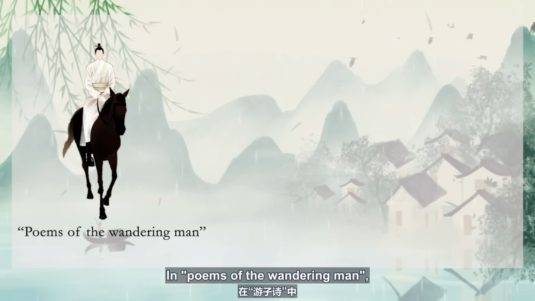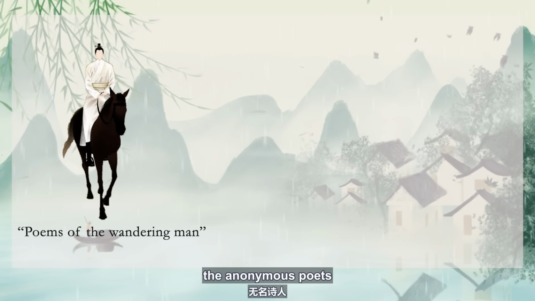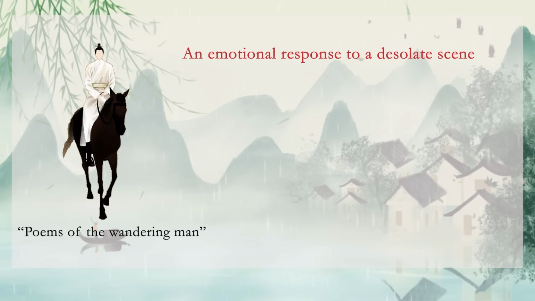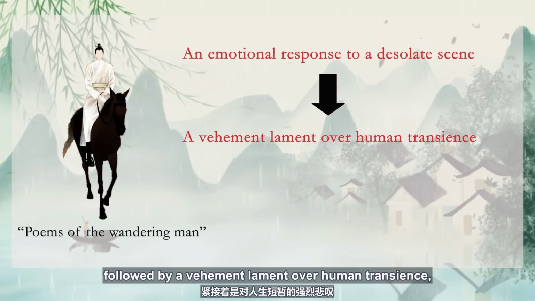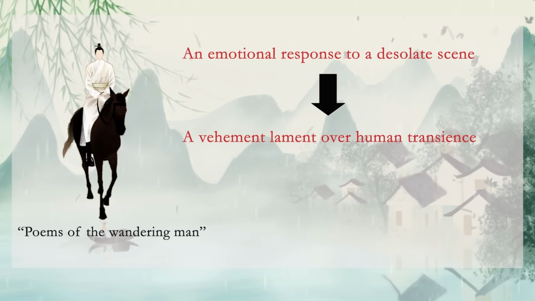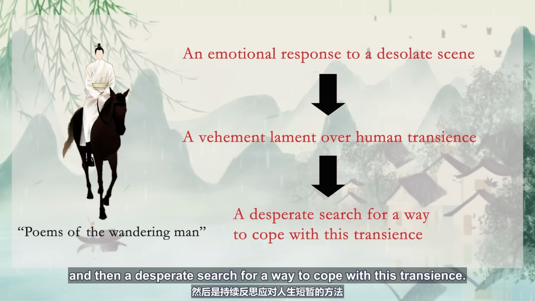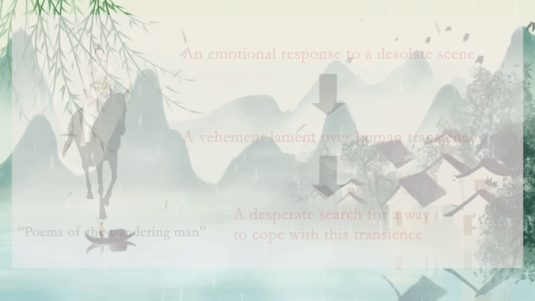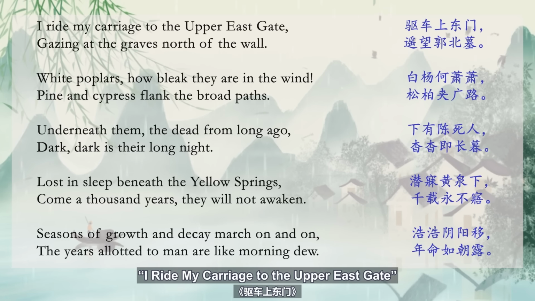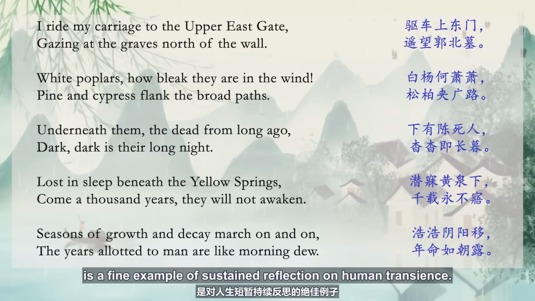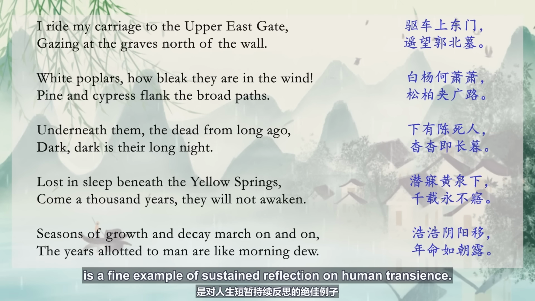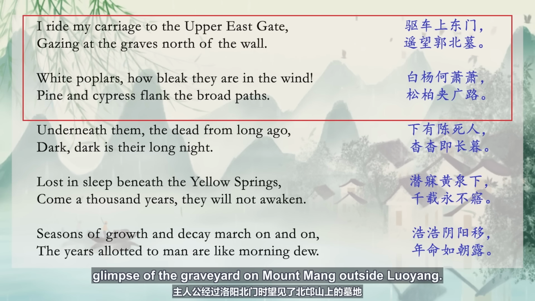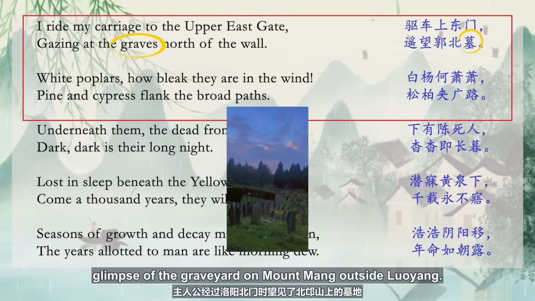In Poems of the Wandering Man, the anonymous poets often begin with an emotional response to a desolate scene, followed by a vehement lament over human transience, and then a desperate search for a way to cope with this transience. I Ride My Carriage to the Upper East Gate is a fine example of sustained reflection on human transience. It begins with the poet's glimpse of the graveyard on Mount outside Luoyang.